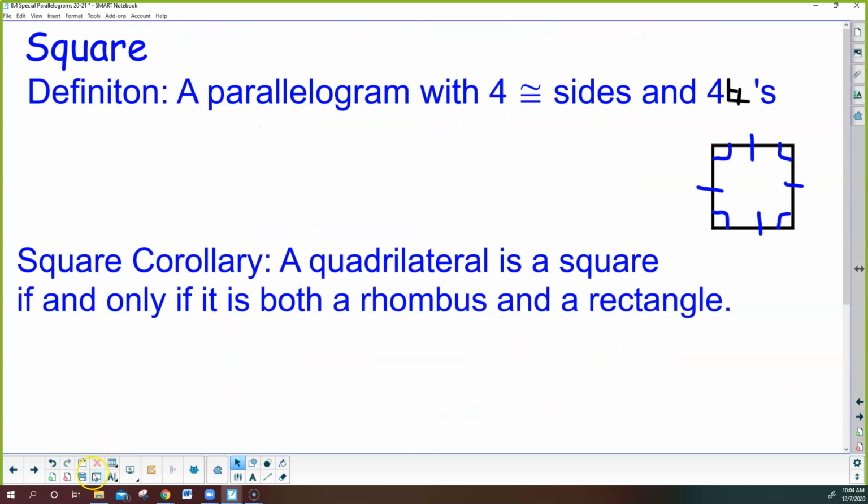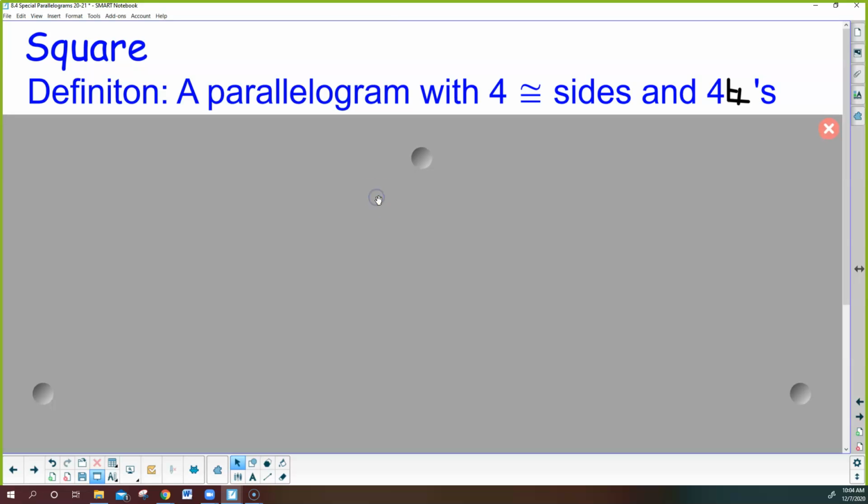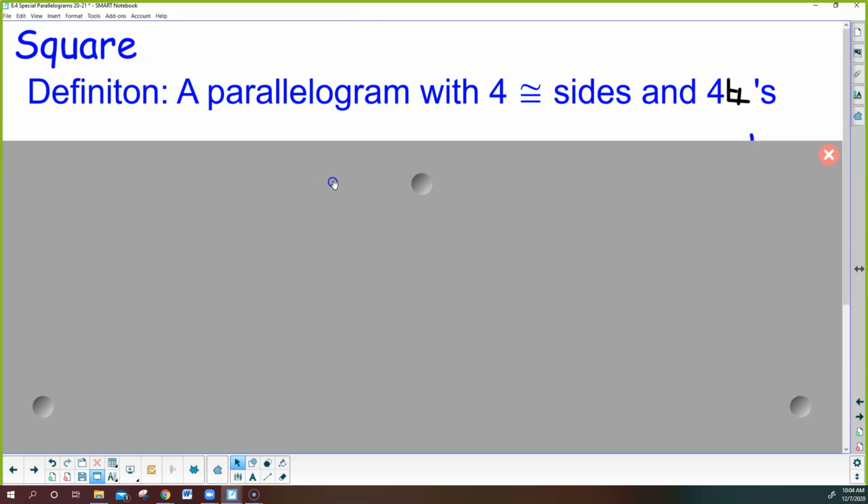So what about a square? Well, by definition, and a lot of people had this, a square is actually the byproduct of both a rectangle and a rhombus. So if a parallelogram is a rectangle, meaning it has four right angles, and if it's a rhombus, meaning it has four congruent sides, then it is a square.